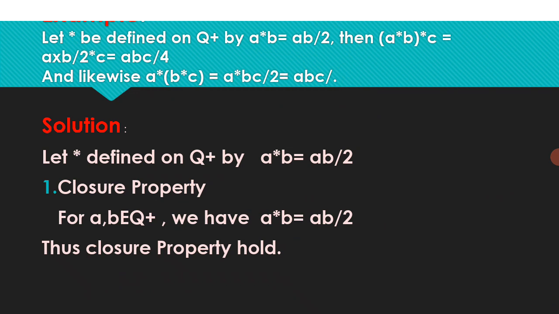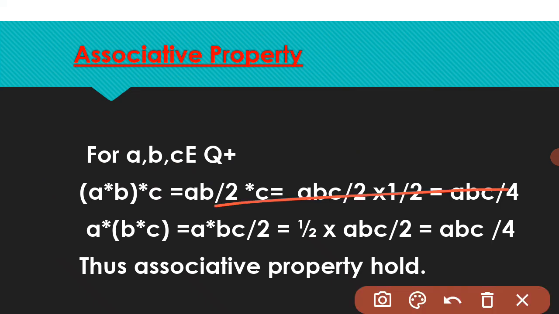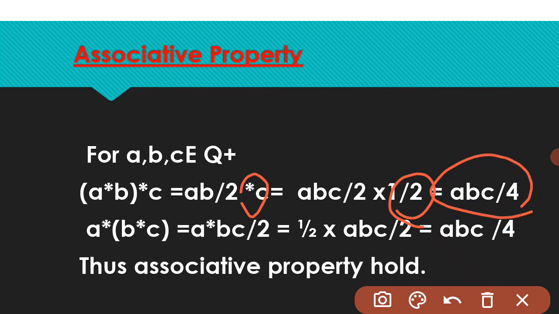The second is the associative law. The associative property is also defined in the example as well. We take three elements a, b, c from positive rational numbers and operate them by the given operator: a asterisk b asterisk c. We know that when the first time we operate a asterisk b, 1 by 2 we gain, and when the second time we operate asterisk, one more 1 by 2 we gain, and 1 by 2 multiplied by 1 by 2 is 1 by 4, which means abc by 4. This is our left hand side.